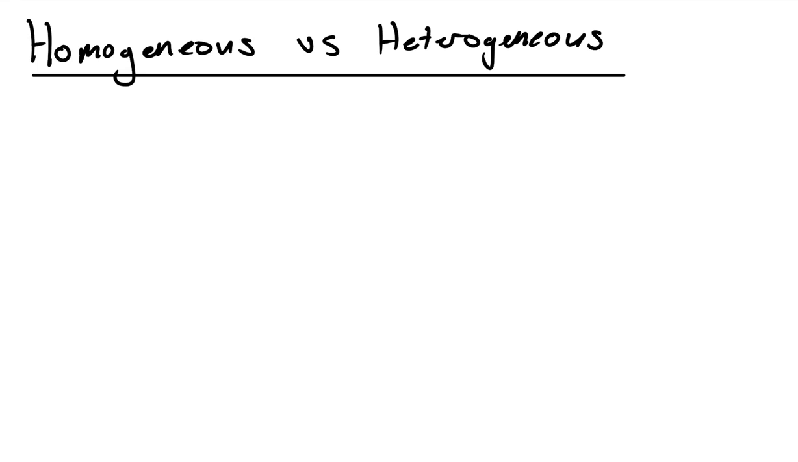Hey everyone, so in today's video we're going to go over the differences between homogeneous and heterogeneous mixtures. Now, let's start with the basics. A mixture is a combination of two or more substances that are not chemically bonded. So it's multiple parts in one combined.